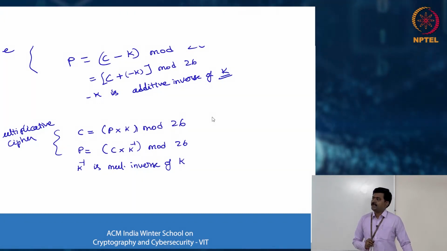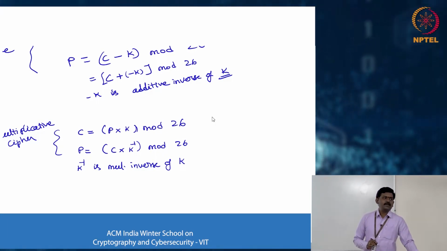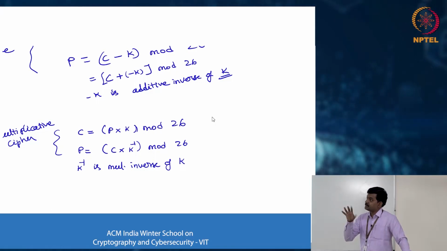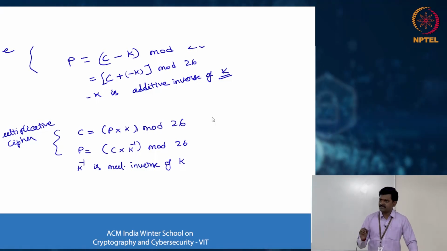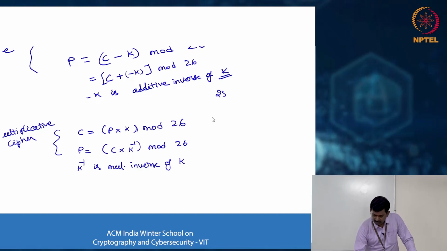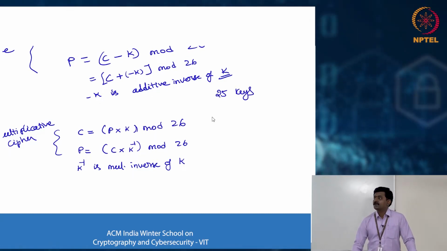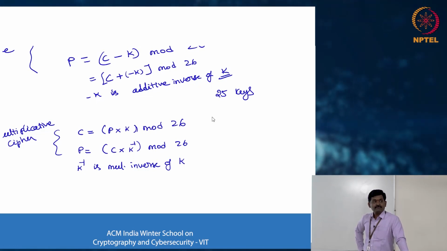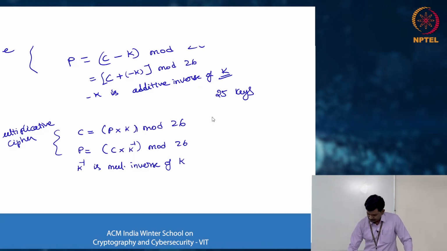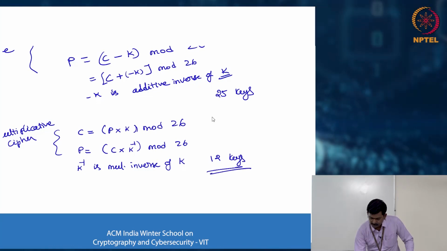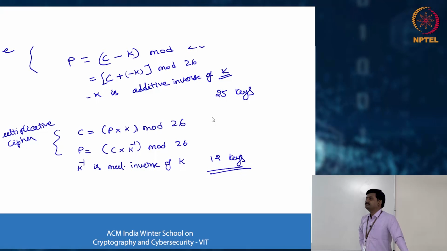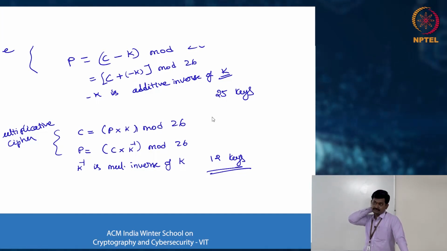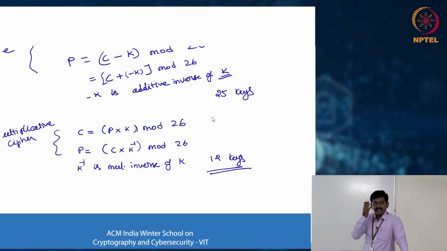Now, interestingly, if I go for multiplicative ciphers, my key space will become smaller. What is the key space of the additive cipher in the case of Caesar cipher? It is 25. With 0, I have 26 keys, right? But for multiplicative, I get only 12 keys. Why? Because I cannot take any K. What K should I take? I can take a K which has what?